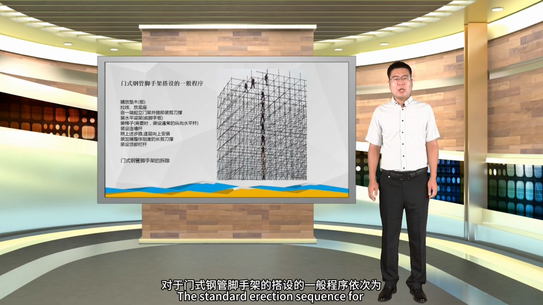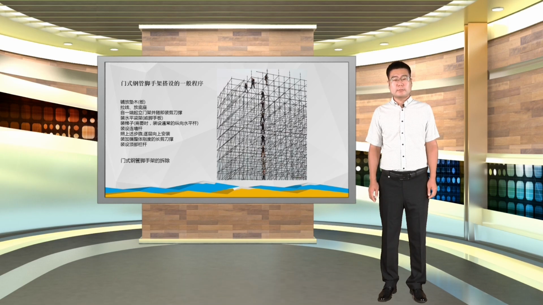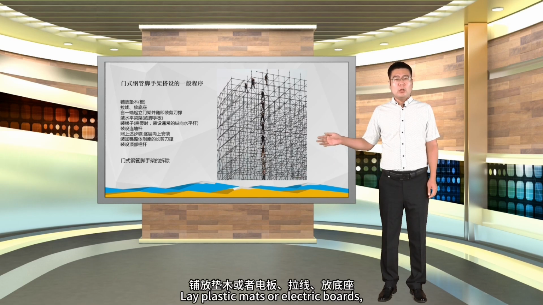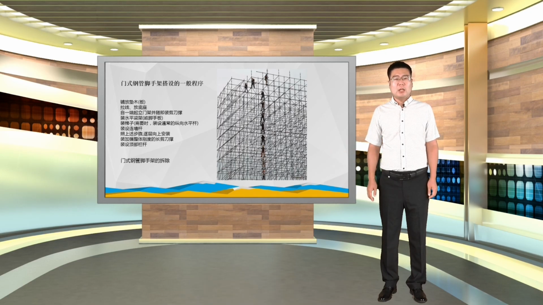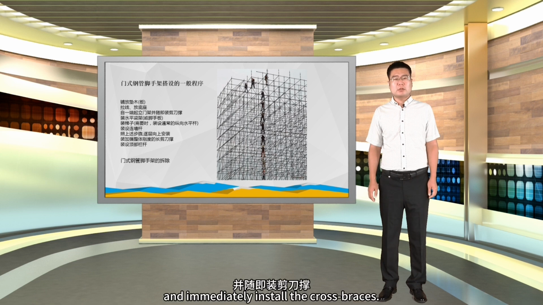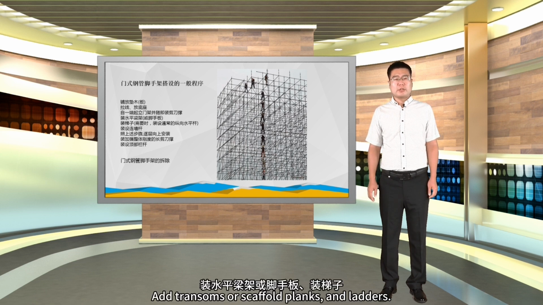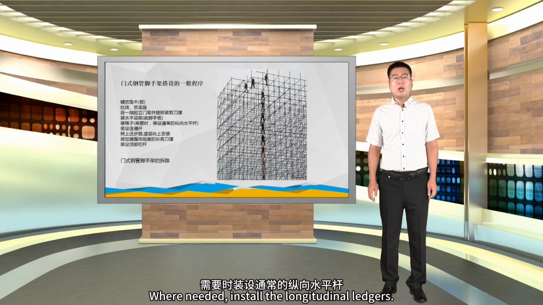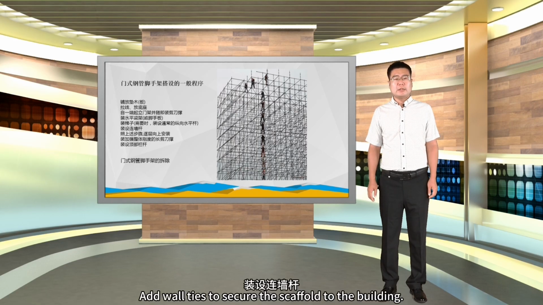The standard erection sequence for steel frame scaffolding is as follows. Lay plastic mats or electric boards, pull wires, and place bases. Start erecting the frames from one end, and immediately install the cross braces. Add transoms or scaffold planks and ladders. Where needed, install the longitudinal ledgers. Add wall ties to secure the scaffold to the building.